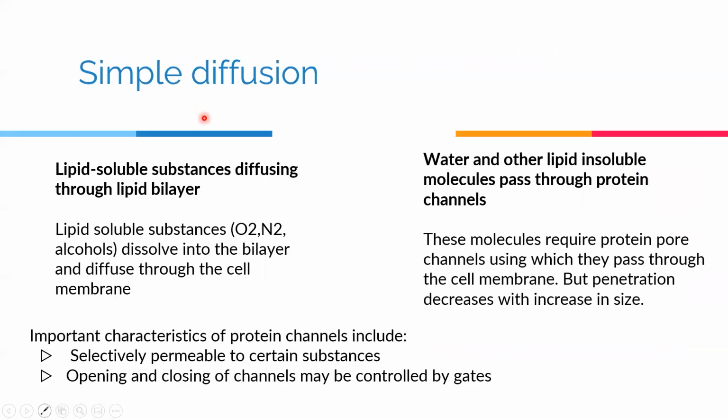Next, let us look deeper into simple diffusion. Simple diffusion can be divided into two halves. One is for lipid soluble substances diffusing directly through the lipid bilayer, and another is for water and other lipid insoluble molecules that pass through protein channels. Lipid soluble substances such as oxygen, nitrogen, and alcohols can dissolve right through the lipid bilayer and diffuse into the cell. Thus, they need no external help in order to move into or out of the cell.